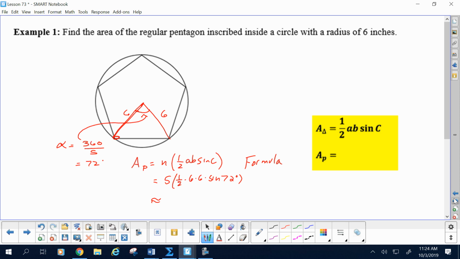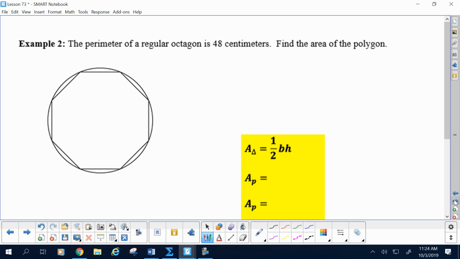Can somebody report to me your answer with 3 decimals, please? 85.595. And what are the units? Inches squared. It is area. All right? Does that make sense? Okay, that's good. All right.